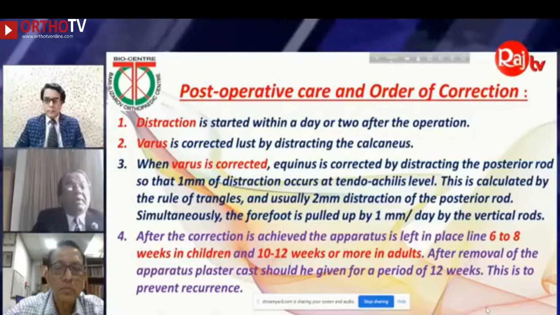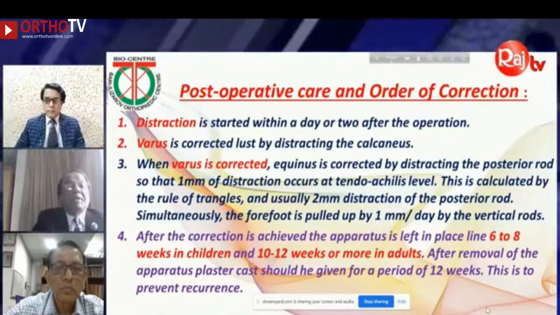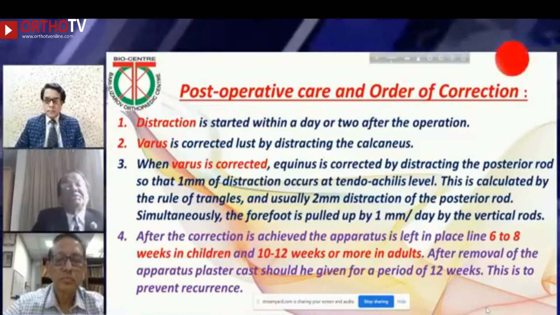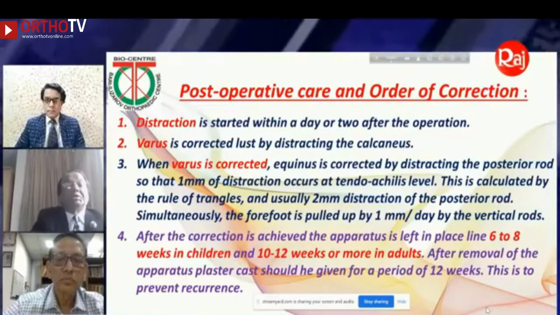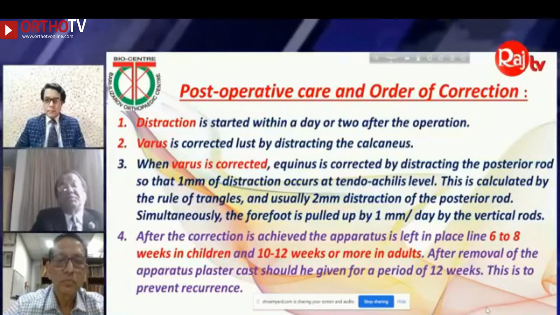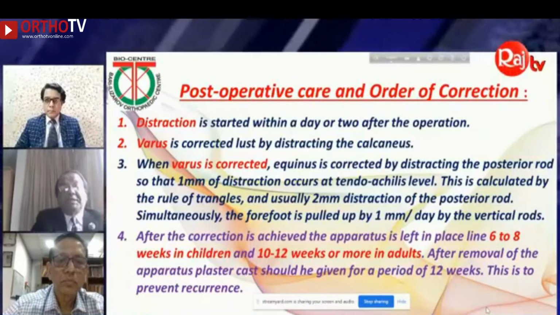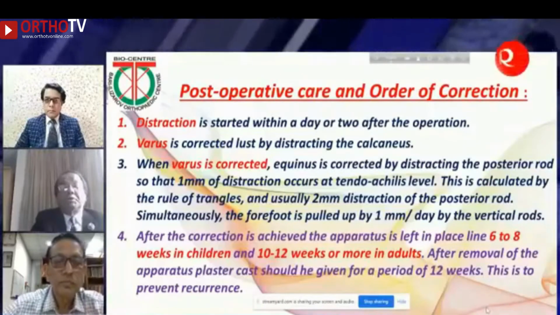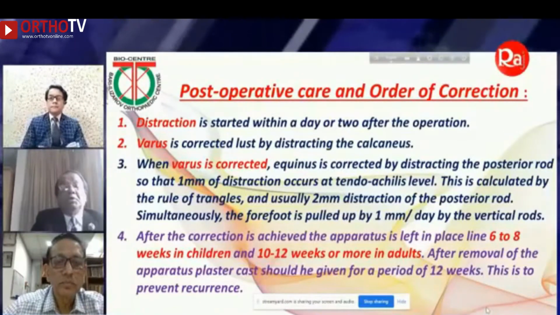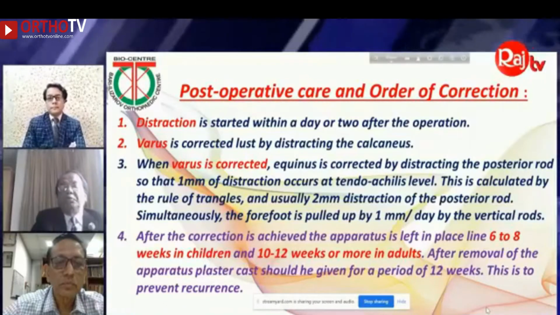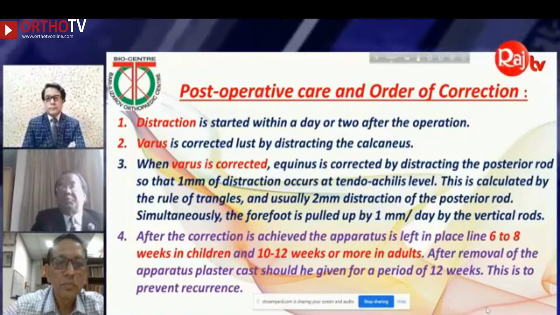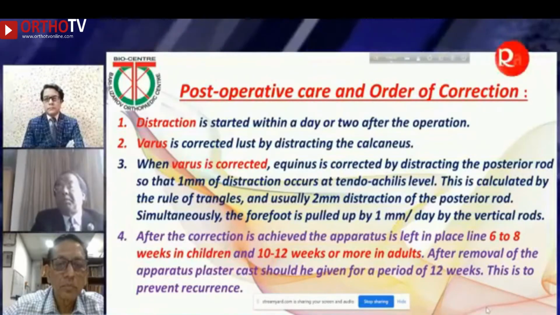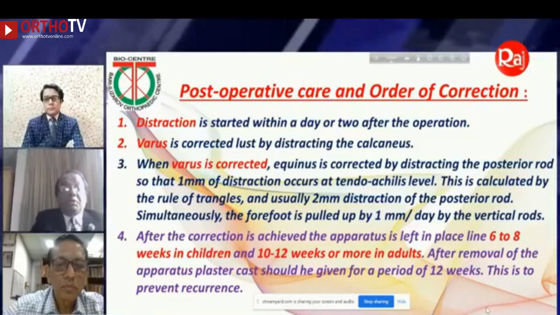It's very important. Whenever you do a surgery, one time you are finished. But after applying the Ilizarov, you must see the apparatus, how to do the distraction. You correct the varus first. If varus is corrected, then gradually you go for distraction. You shall have to do the calculation, rule of triangle, and usually 2 millimeter distraction of the posterior rod. Simultaneously, the forefoot is pulled up 1 millimeter per day by the vertical rods.